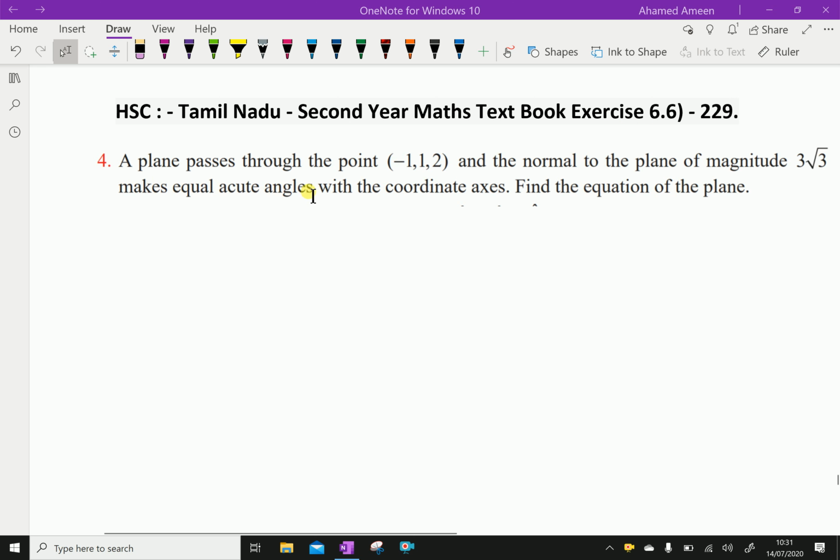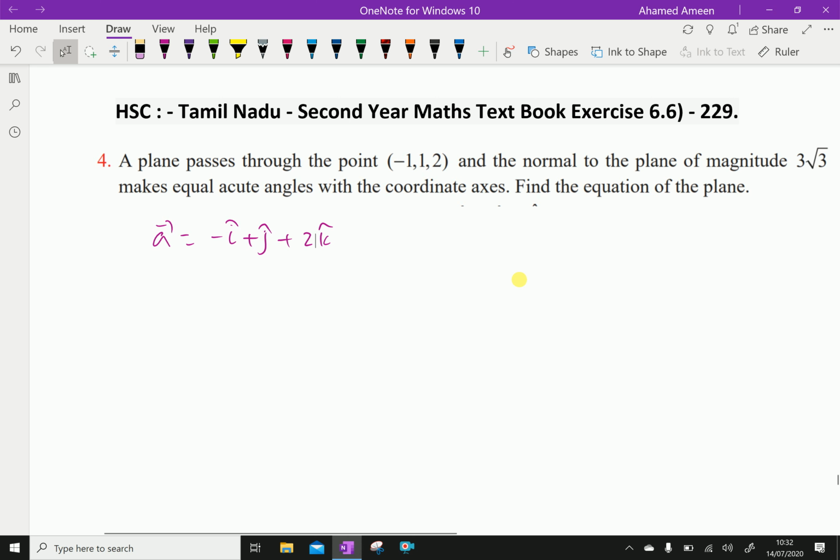Tamil Nadu Higher Secondary Second Year Maths Textbook Exercise 6.6, question number 4. A plane passes through the point -1, 1, 2 and the normal to the plane of magnitude 3 root 3 makes equal acute angles with the coordinate axes. Find the equation of the plane. Here the plane passes through the point, that is vector a equals minus i plus j plus 2k, because it passes through the point -1, 1 and 2.